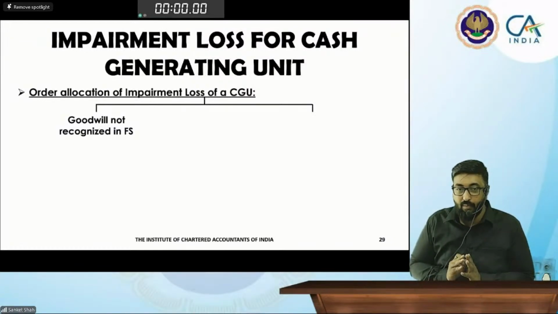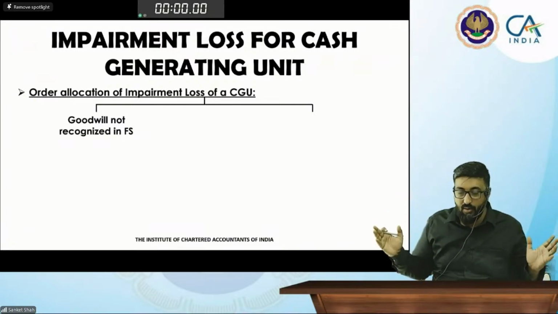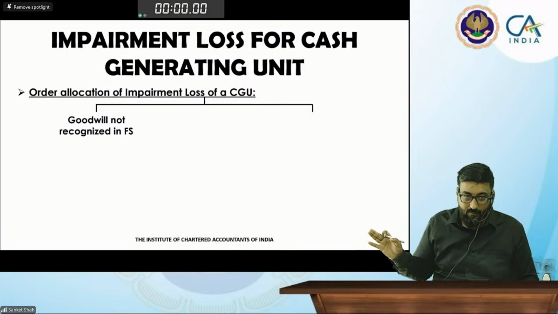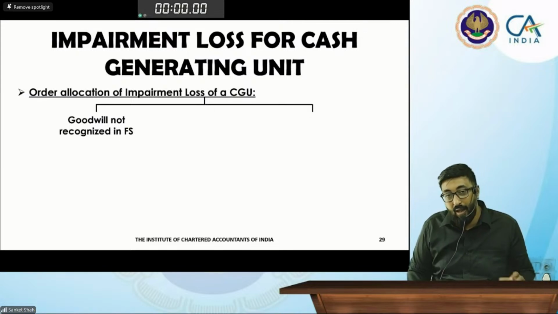If there is an active market, then there are 2 different CGUs. If there is no market, then only 1 CGU. If you are giving it on rent, don't consider those inflows. Only business operations are considered. Yes, only business operations income will be considered. You are correct. Now I'm moving to the next concept, a very important one.